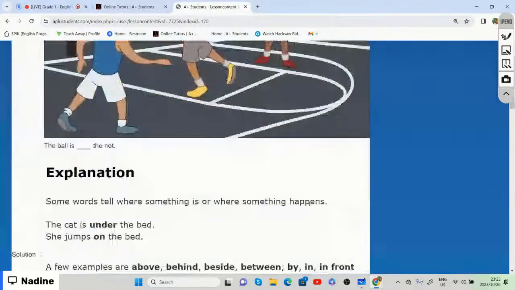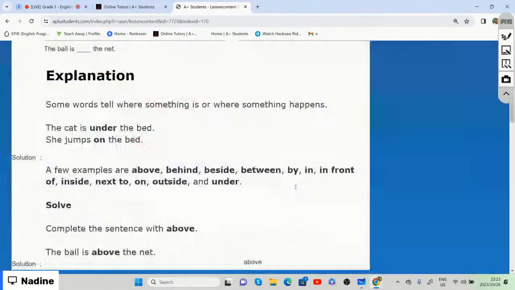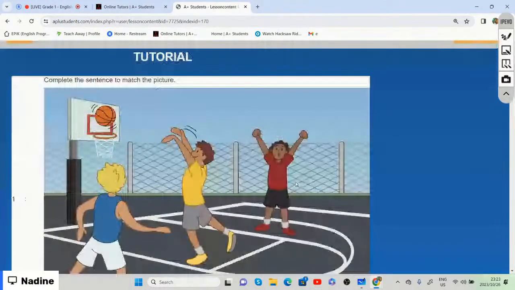The ball is the net. So the ball is the net. Where specifically do you think is the ball? So we can say that the ball is above the net, right? Because it's like saying it's on top of.